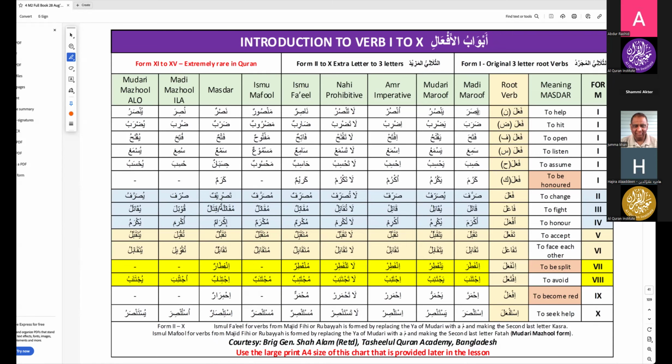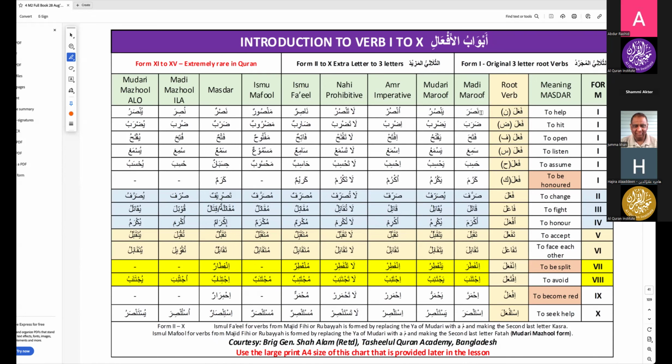Now, these are madi forms, as you can see. The root verb is fa'ala. Remember that? Fa'ala. And then Nasara: nasara, yansuru, unsur, la tansur, nasirun, mansurun, nasrun, nusira, yunsaru. You would be requested to memorize this, please.